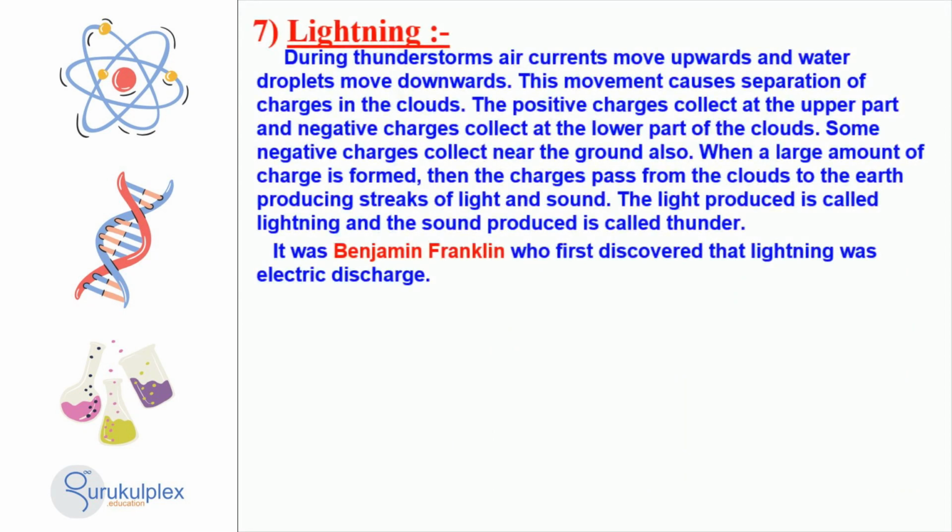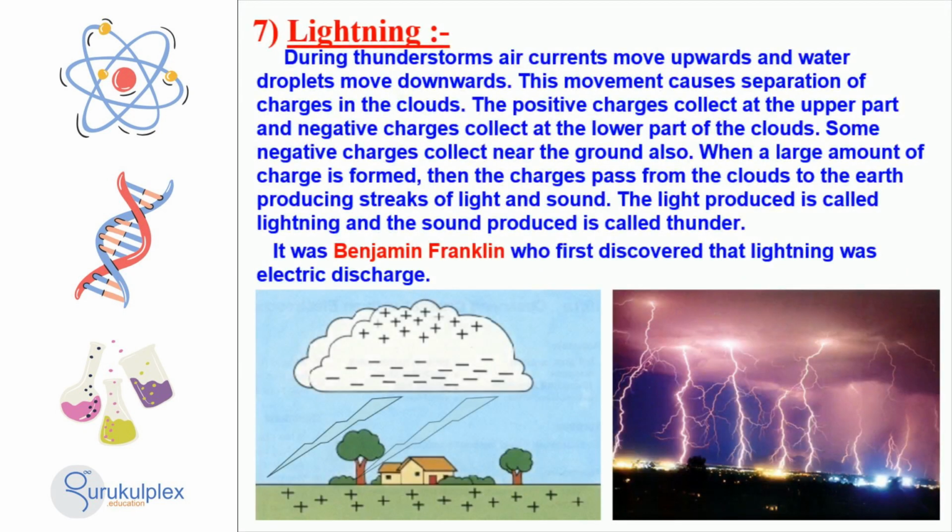Lightning is a result of the separation of charges in the clouds, where positive and negative charges are separated between the upper and lower parts of the clouds, and the ground. When enough charge gathers, an electrical discharge travels from the clouds to the earth, creating lightning and thunder. Benjamin Franklin was the first to recognize the electric nature of lightning, and lightning protection systems can help minimize the risk of damage it causes.